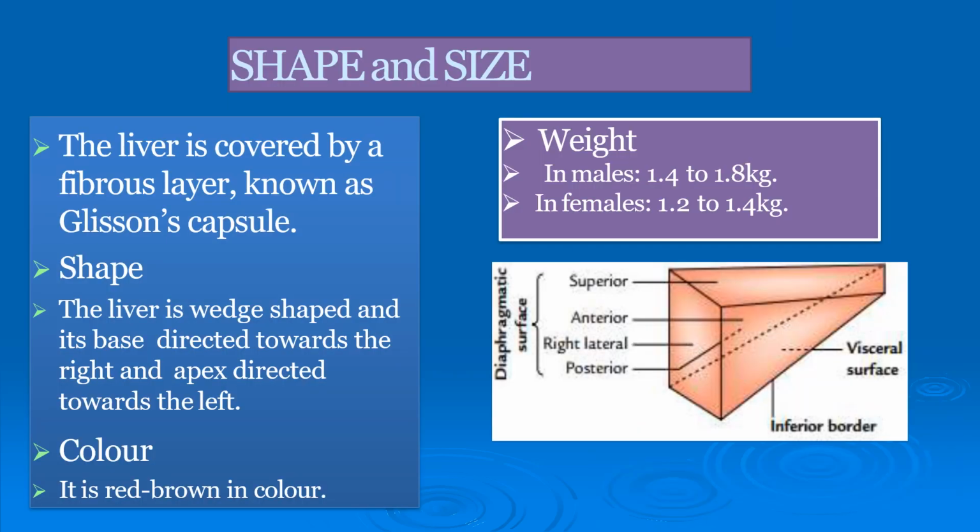About shape and size of liver. The liver is covered by a fibrous layer known as Glisson's capsule. The liver is wedge-shaped and its base directed towards the right and apex directed towards the left. The liver is red-brown in color. About its weight, in male it is 1.4 to 1.8 kg and in female it is 1.2 to 1.4 kg. This is the wedge shape of liver. It has a base directed towards the right and it has an apex directed towards the left.